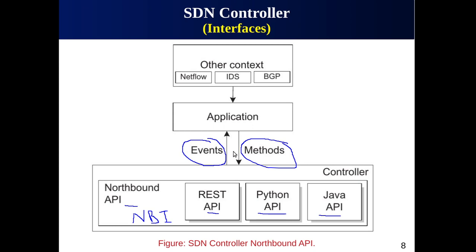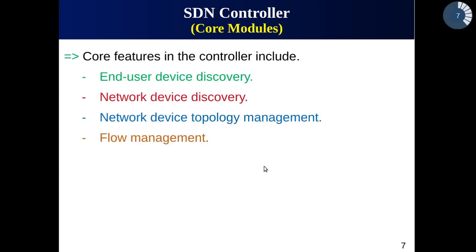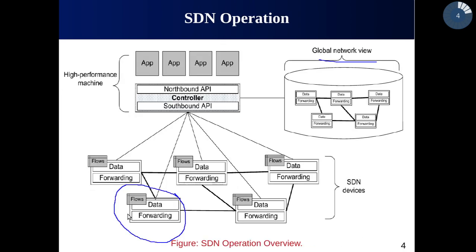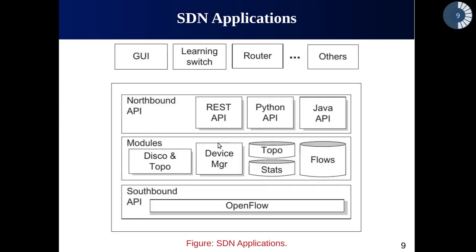But the basic functionality is that it has to communicate with the applications in the form of events, and then the applications inform appropriate actions in the form of methods. Okay, now we studied the devices. We opened the devices and saw how they work. We opened the controller and saw the different components and APIs. Now let us see the applications and how they work.